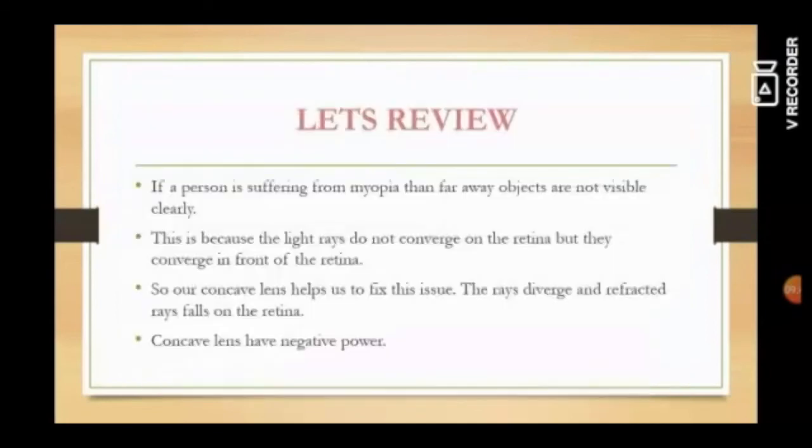Let's quickly review. If a person is suffering from myopia, then faraway objects are not visible clearly. This is because the light rays do not converge on the retina, but they converge in front of the retina. So, our concave lens helps to fix this issue. The rays diverge and the refracted rays fall on the retina. And basically, the concave lens has negative power.